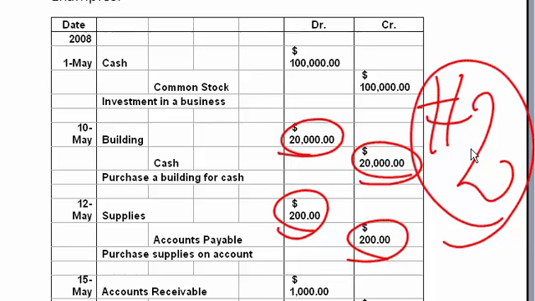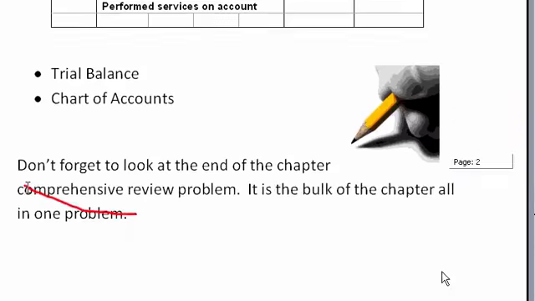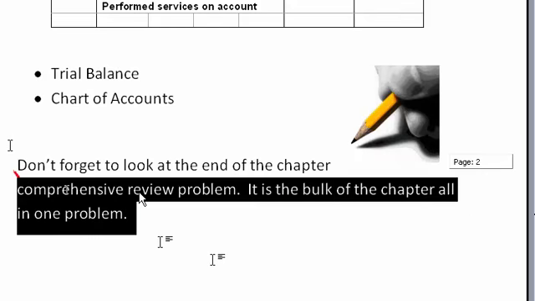Make sure you read your book. The chapter's got a terrific amount of detail in it. Don't forget, another little note down here, don't forget to look at your review problem.